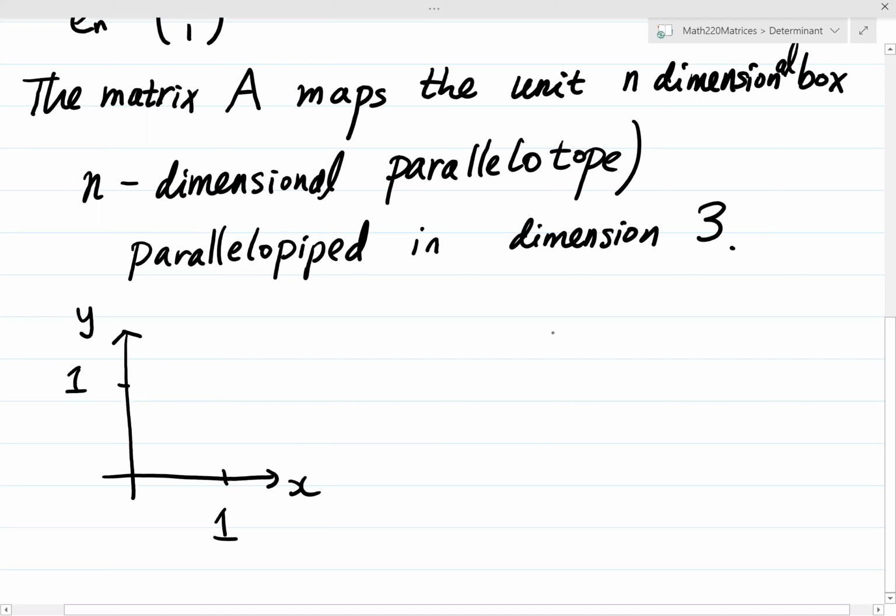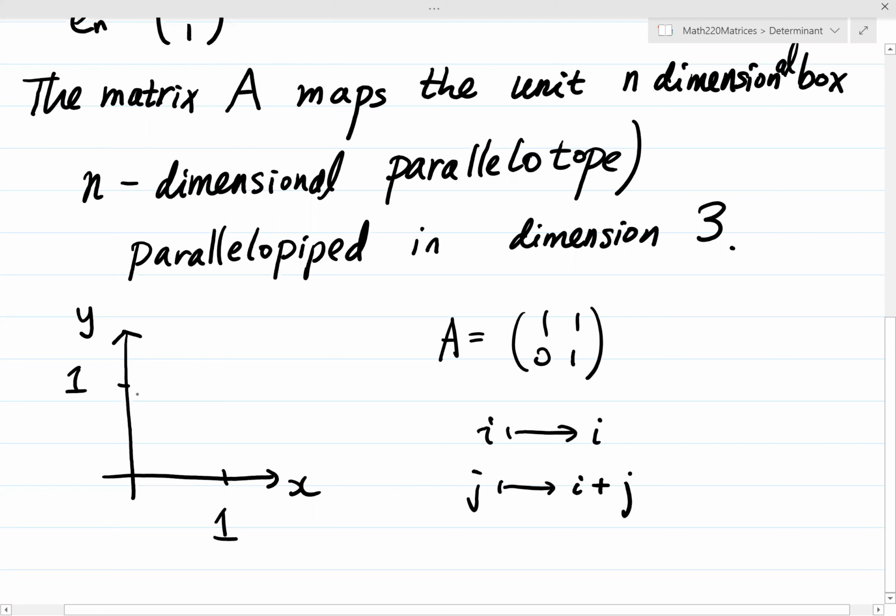For instance, A is, x we map to x. Y, we map to x plus y. So this is x, so we get this. I I map to I. J map to I plus J. So this unit square is mapped by the matrix A.